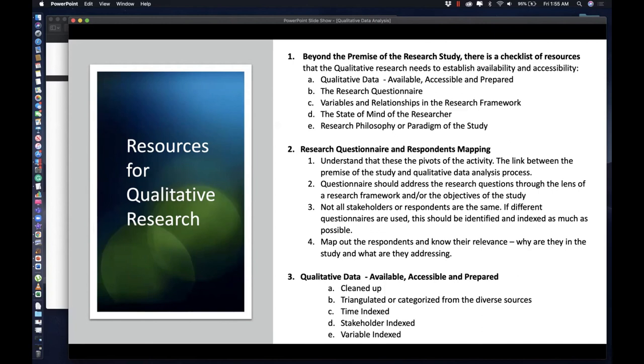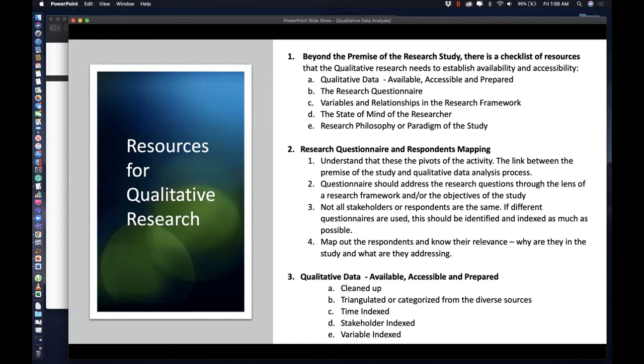So for every entity in my data, I need to know the powers and liabilities of that particular entity, so that when I look at the data, I know whether he can or cannot do it. But that's about critical realism and how we analyze data. We'll talk about that later, maybe in part 3. Okay. So, the research questionnaire and the respondents mapping.